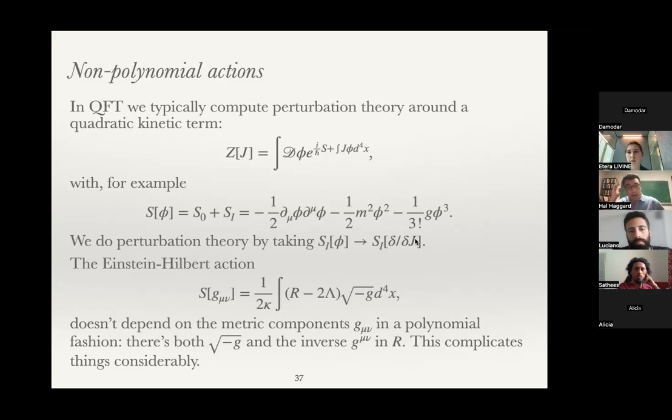The Einstein-Hilbert action is different. At least in our usual metric variables, it's a different story. So here it is written out. R is the Ricci scalar. Lambda, I'm sorry, I used it in a different way in the previous slide. In the previous slide, I was thinking of a Lorentz transformation. Here, lambda is the cosmological constant.